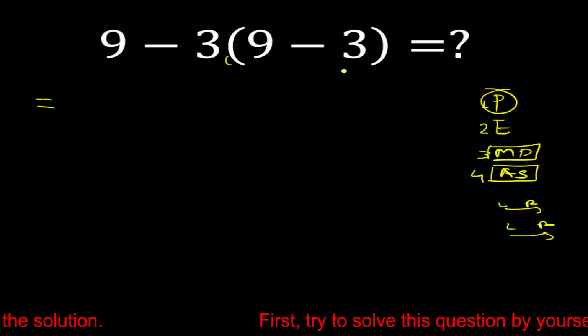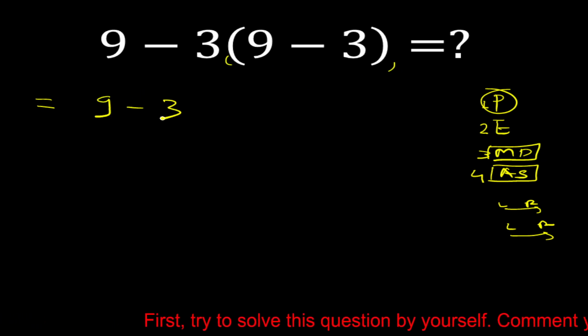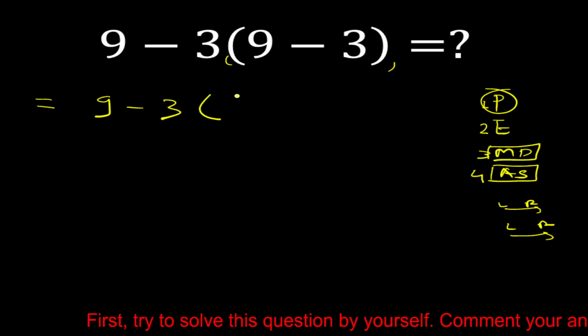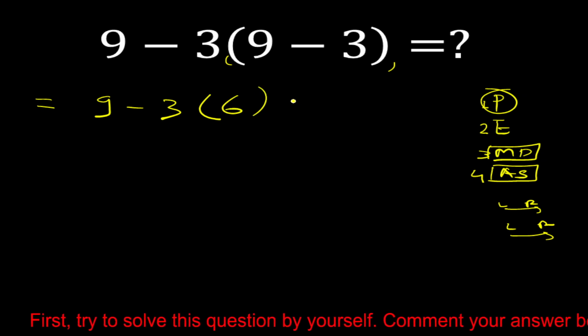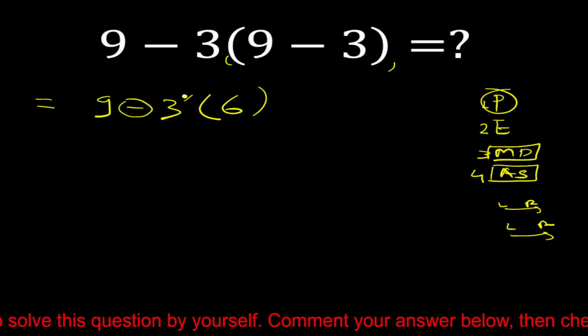So now in this problem, first we have to solve parentheses. Okay, so first we have to solve this parenthesis. So 9 minus 3, now solve this parenthesis, 9 minus 3 is equal to 6.